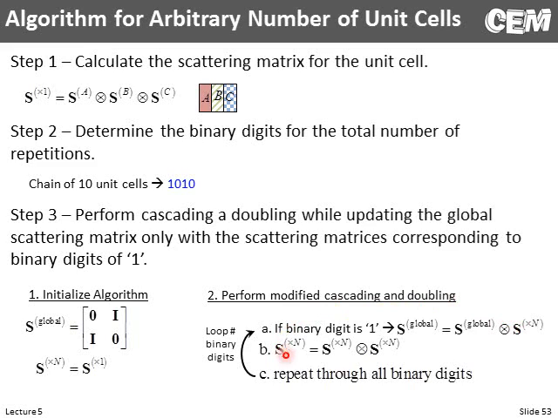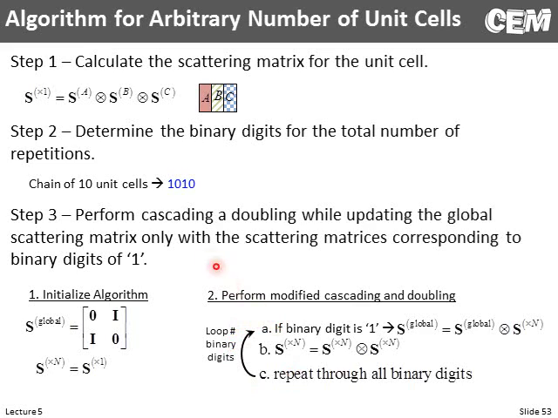Then we go ahead and we double it again. And this will now be describing 4 unit cells. And we go back. Is that place a 0 or a 1? It's a 0. We don't need that one. But we will go ahead and double again. And now we're describing 8 unit cells.